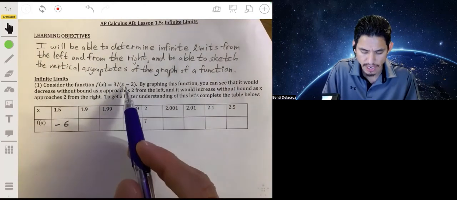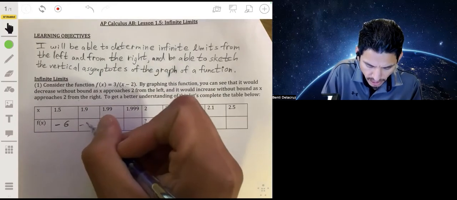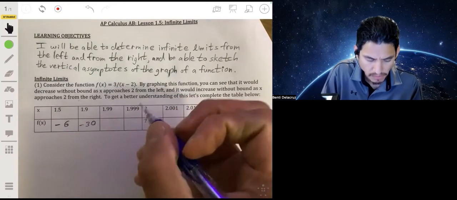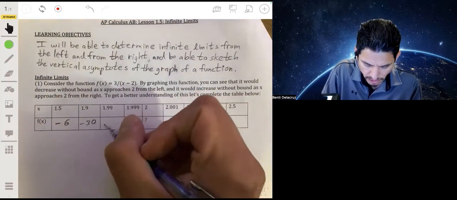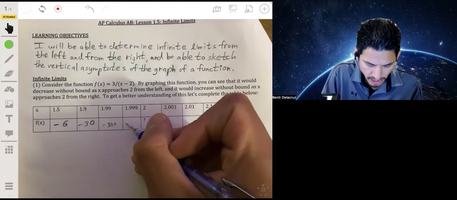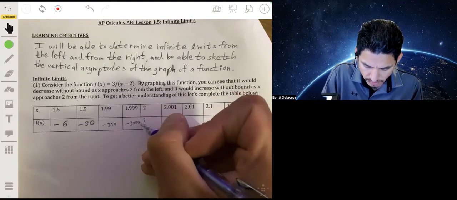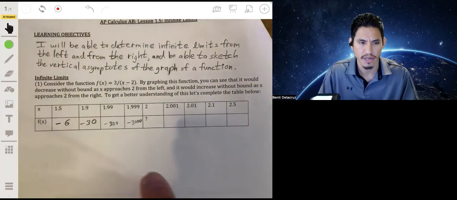If we plugged in 1.9 for x, a value getting closer to 2, we would get negative 30. If we plugged in 1.99, we would get negative 300. 1.9999, we would get negative 3,000. So numbers are getting larger in the negative direction.